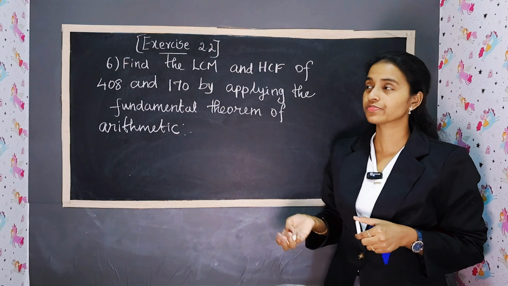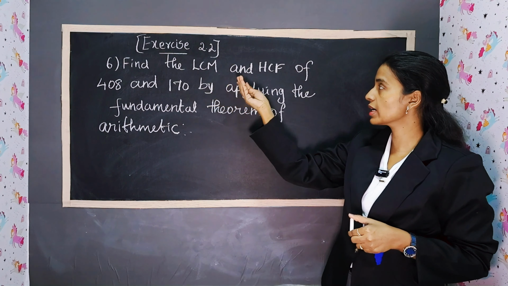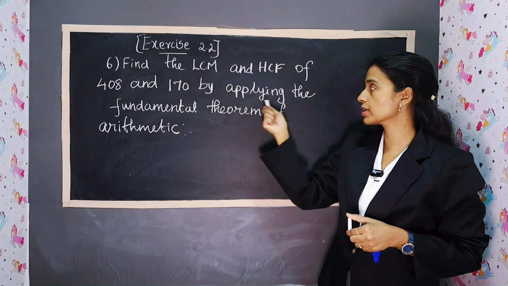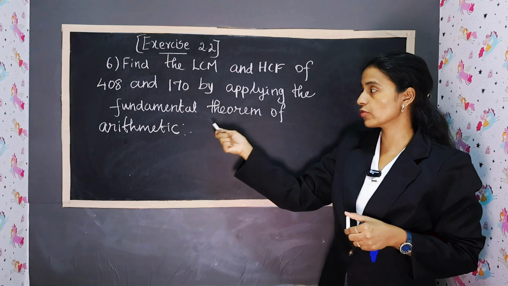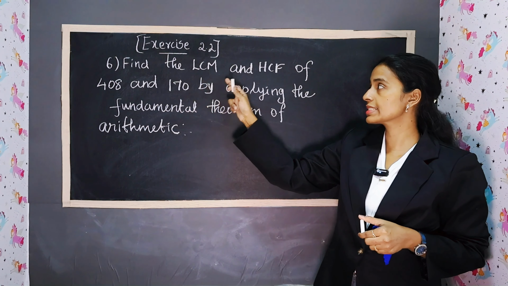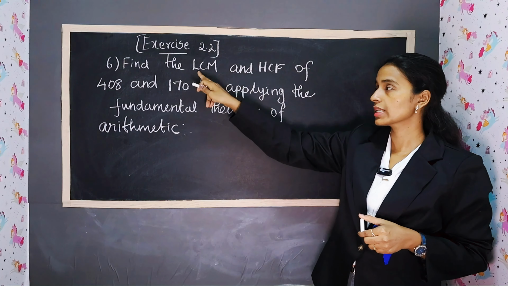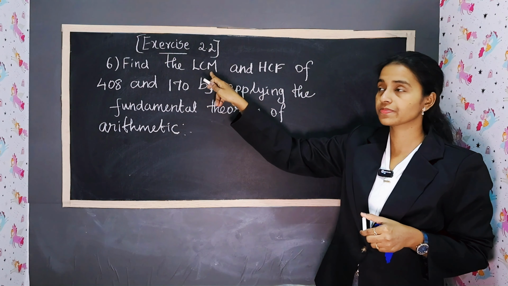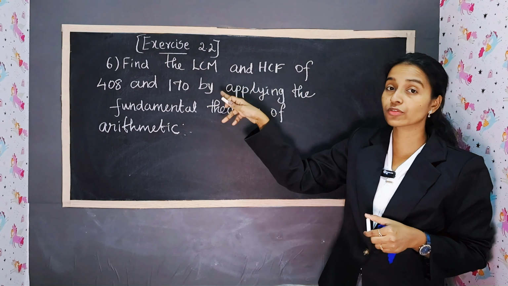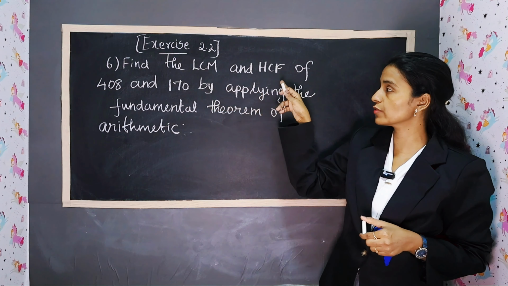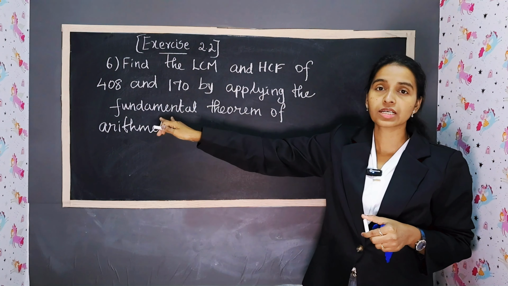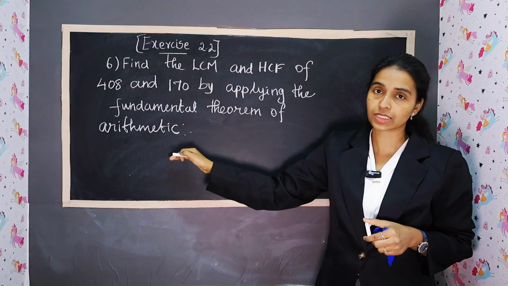Now we can see the question. Find the LCM and HCF of 408 and 170 by applying the fundamental theorem of arithmetic. What is the question here? We need to find out LCM and HCF. LCM means least common multiple. HCF means highest common factor. We have to find LCM and HCF of 408 and 170 by using the fundamental theorem of arithmetic.